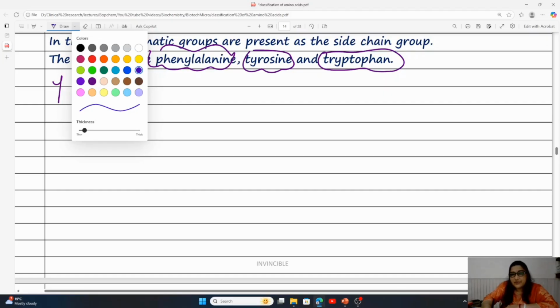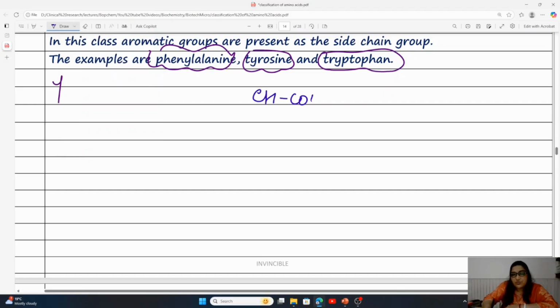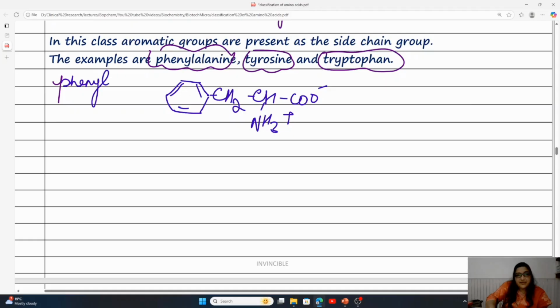So let us start with the amino group, CH, negative. This was the basic structure. Now CH2, and here there will be an aromatic group. So this is the phenyl group. आप देखो इसके साथ एक phenyl group है तो ये क्या बन जाएगा? phenylalanine, या फिर आप ये कहो कि ये बेंजीन ग्रुप है. ठीक है, so this is phenylalanine.